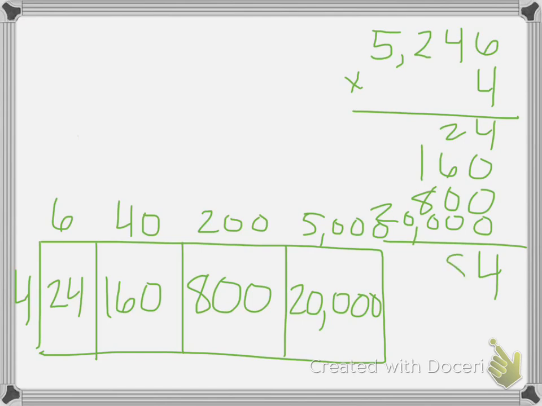6 and 2 gets me 8. 8 and 1 gets 9. And 20,000. 20,984. Alright, friends, go ahead and start your problem set.